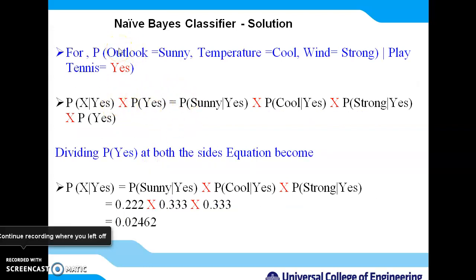So for the first, let's find the probability if our decision is yes. There is a simple naive Bayes formula where we have to decide the probability of this, and x denotes this unseen tuple. What is the probability if our decision is yes for the unseen tuple, for play tennis?